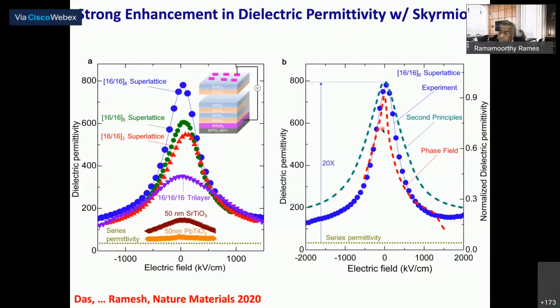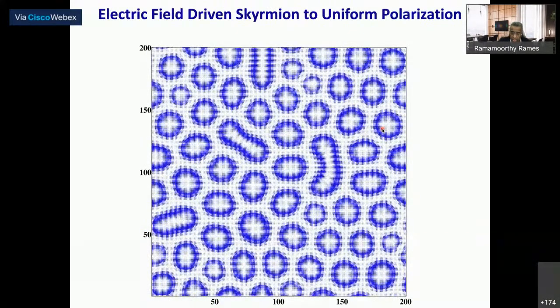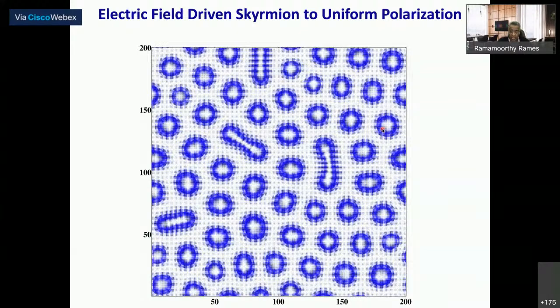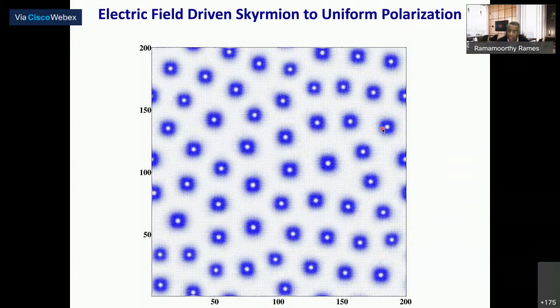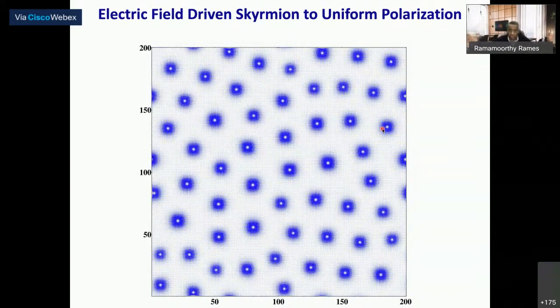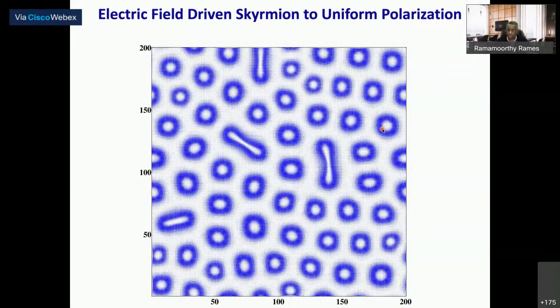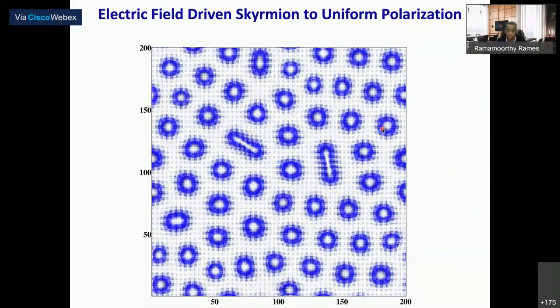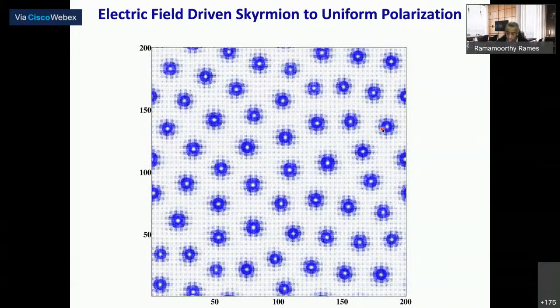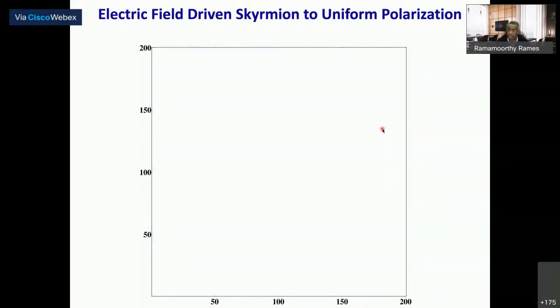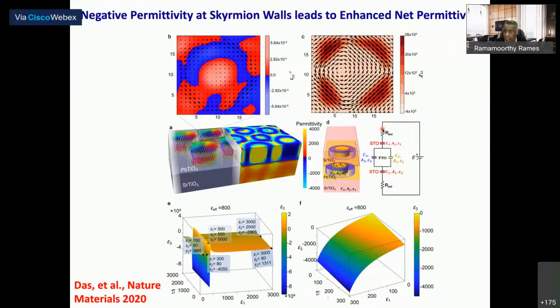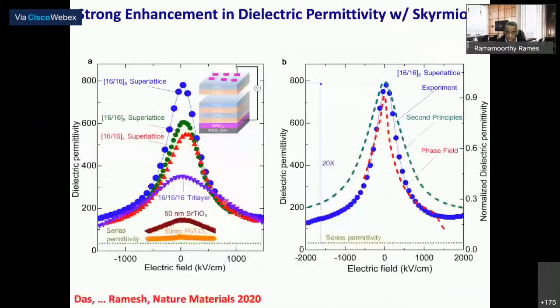Okay? Now the question is, why does this happen? If you look at this picture, this is calculations. This is telling you what happens with the electric field. As I apply an electric field, a skyrmion ensemble, which you see here in this picture, it starts to shrink. Shrink, shrink, shrink, shrink. And at one point, the skyrmions completely go away. And at that point, the material has become a normal ferroelectric. And therefore, if you look at this picture, that dielectric constant is approaching that of the bulk material.